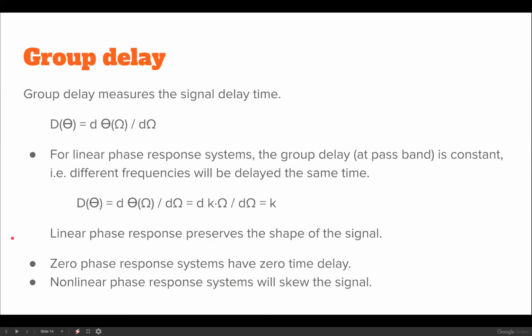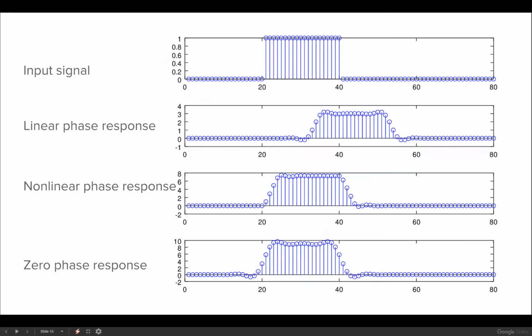Okay, so yeah, nonlinear phase response systems will skew the signal. So if the signal pulse shape is a critical thing you want to preserve, then again the finite impulse response will do it. Infinite impulse response systems always skew the signal, as shown in this picture.